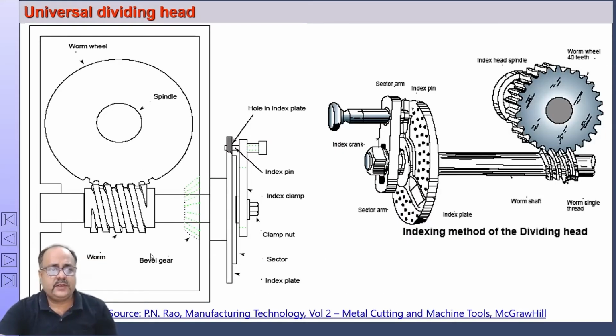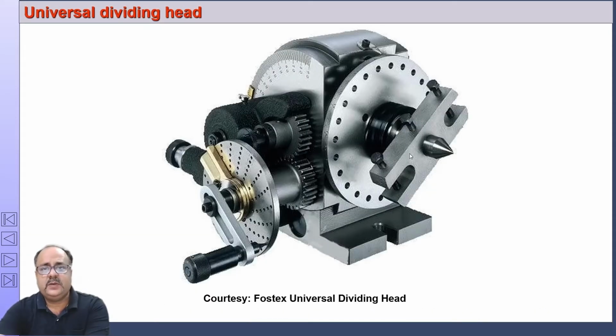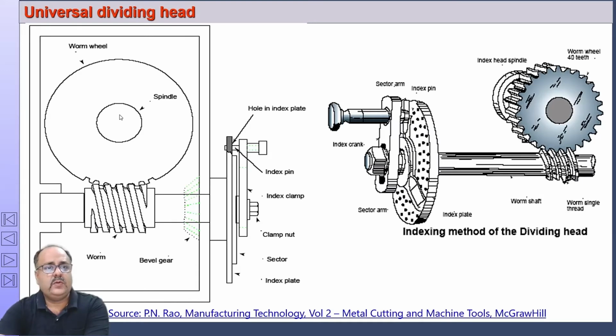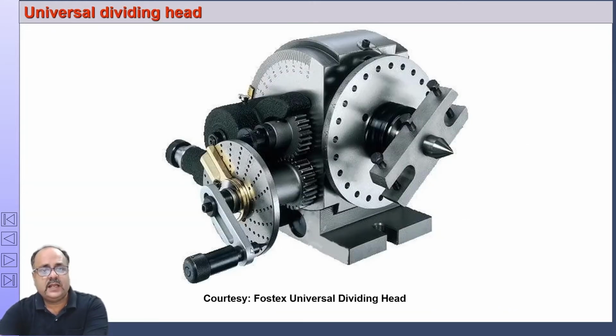Okay, this figure I've taken from the P&R book. So this indicates the one that I've shown you. This is the spindle. On this spindle, the worm wheel is mounted, and this is the worm. The worm is mounted on a shaft which is called the worm shaft. On this worm shaft, the index crank is mounted. This is the index crank.